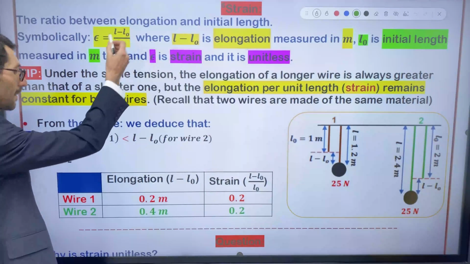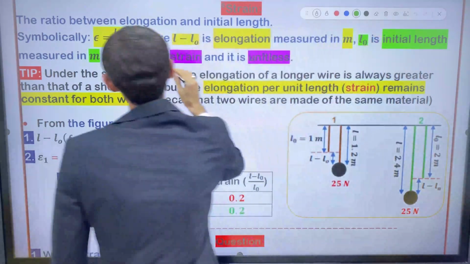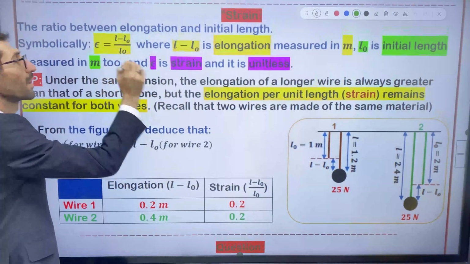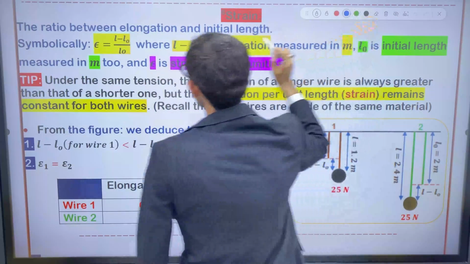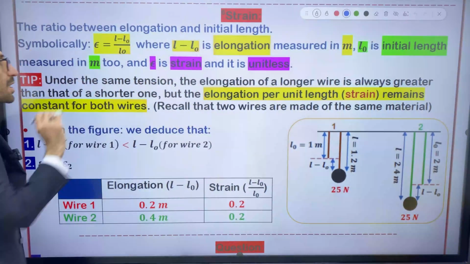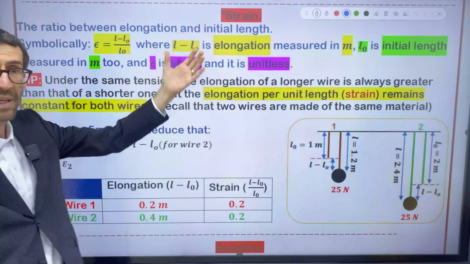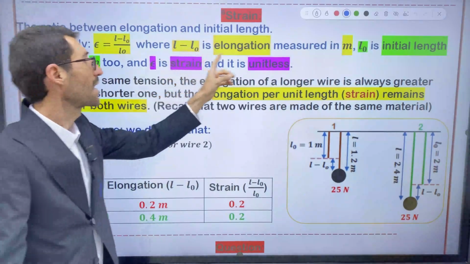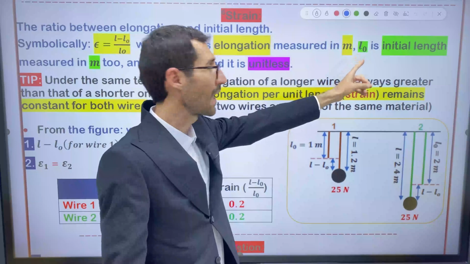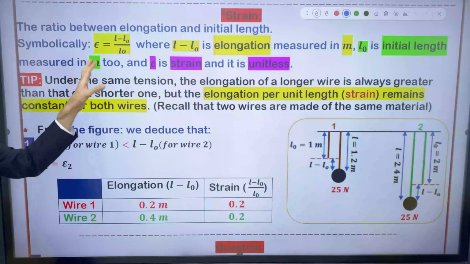This one is elongation, divided by initial length. This is elongation, where L minus L naught are together, right? Don't separate L and L naught. Together it is called elongation. It's measured in meters in SI. L naught is the initial length and is measured in meters.